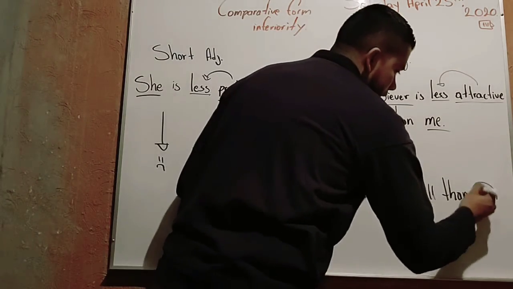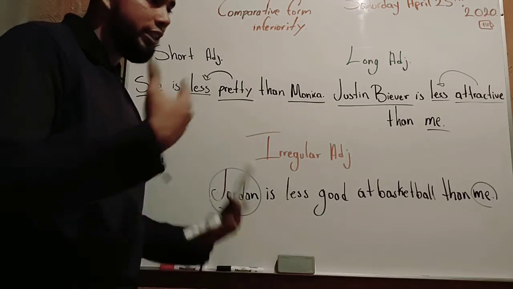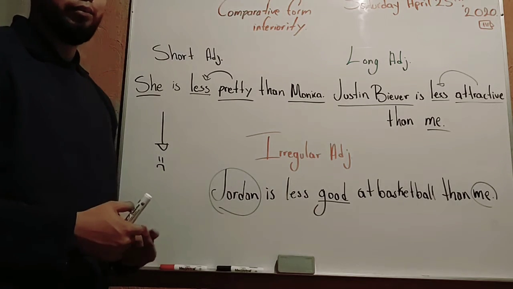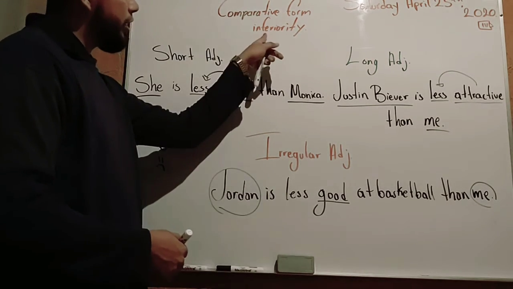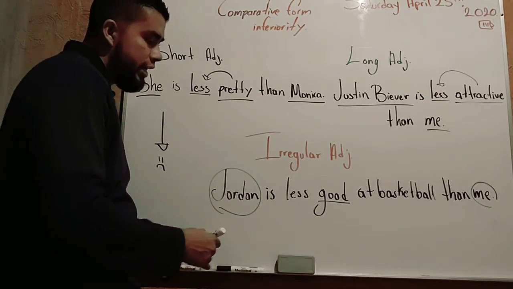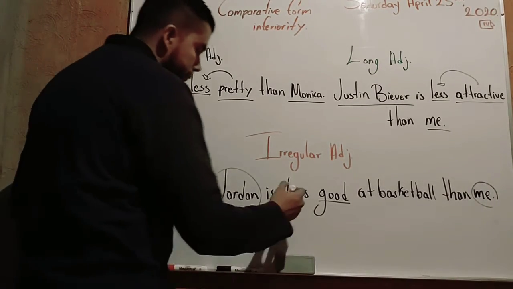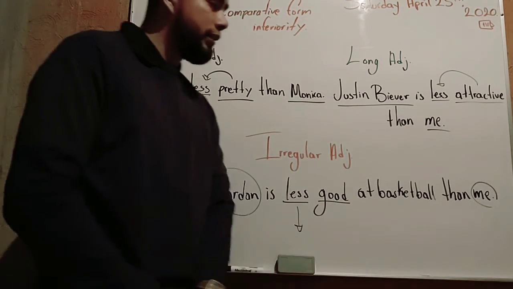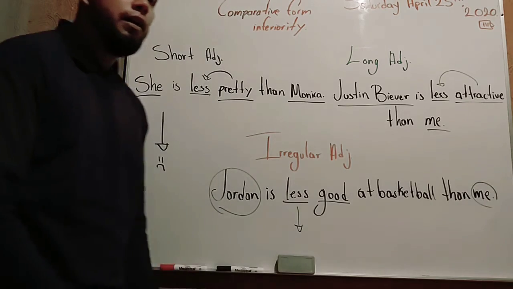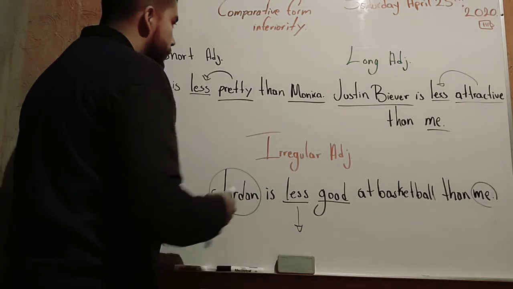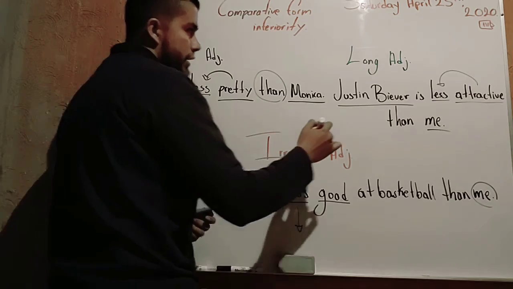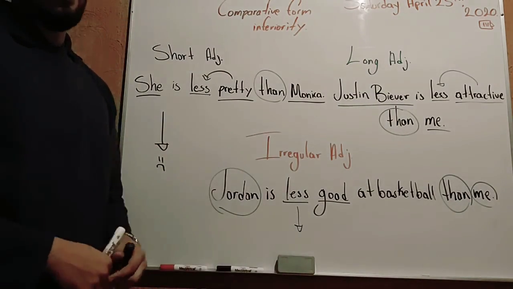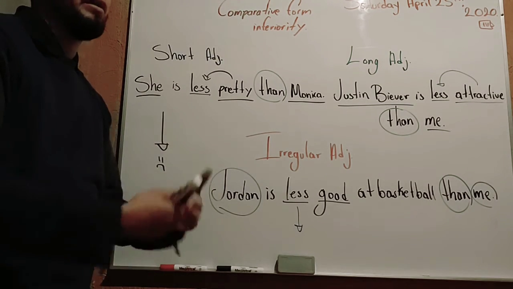Jordan versus me. What is the characteristic that we are comparing? Good. How good we are at basketball. But we're talking about inferiority. So Jordan is less good at basketball than me. All the time in comparative form, we're going to use than to introduce the second subject. Yeah, the subject that is being compared.